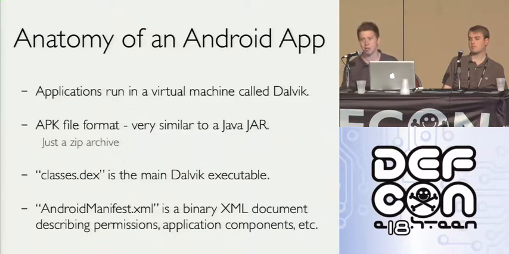They're very, very similar to jars, and APKs and jars are basically just special zip files, so they're fairly easy to extract. The main executable in Dalvik is called classes.dex, and so that's one of the main things we're looking at. The other thing of interest in an Android application is called the Android manifest, which is a kind of proprietary binary encoded XML document that describes the permissions of an application, its components, so on and so forth.